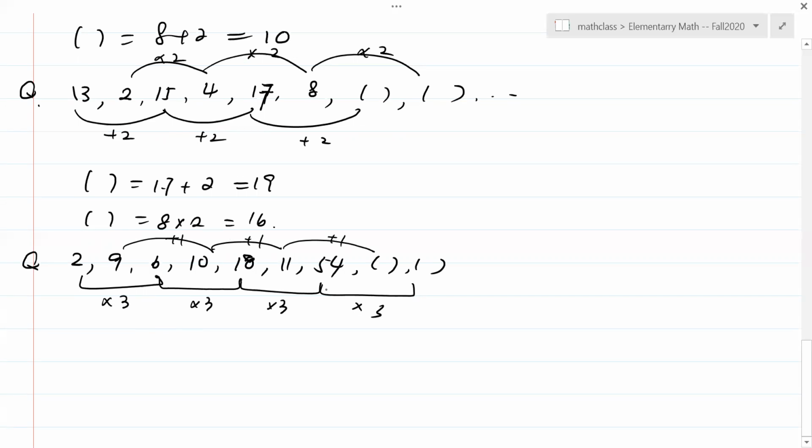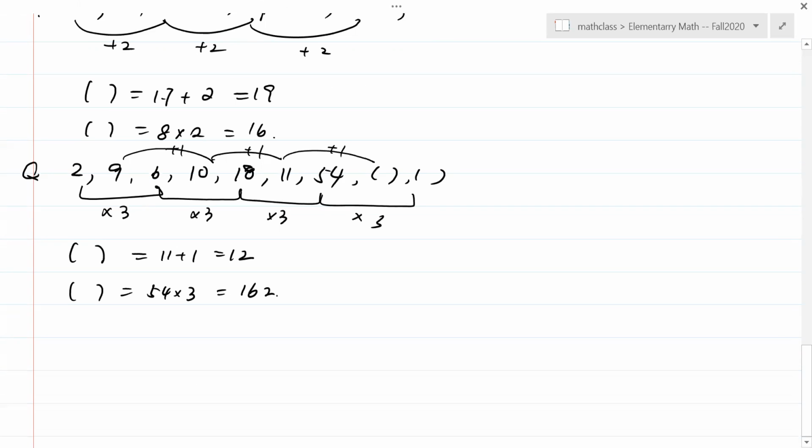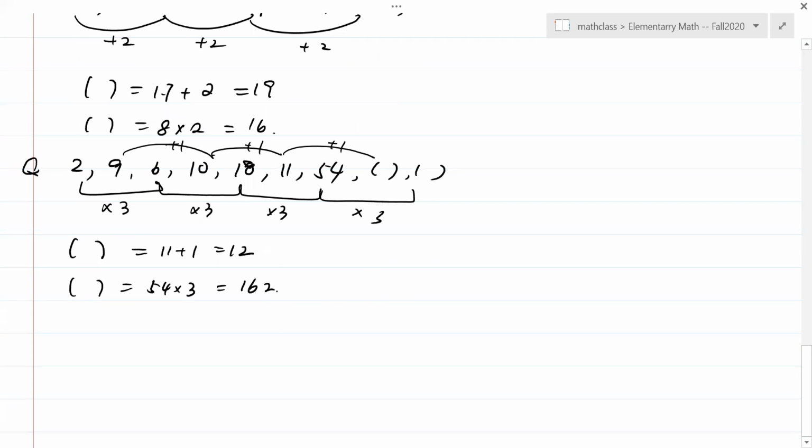So the first parenthesis should be 11 plus 1, that's 12. The second parenthesis should be 54 times 3. It's going to be 162. So you got two numbers. Let's do one more problem, then we're going to look at a different type of problem.